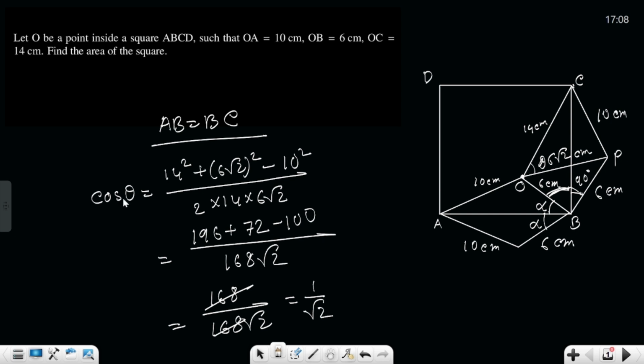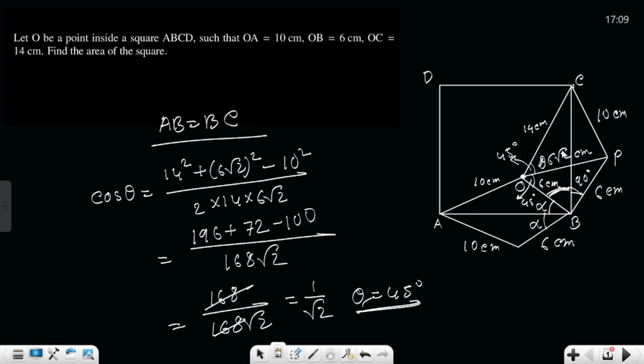Clear? So we can take theta is equal to 45 degree because the point is inside the square. So this will be an acute angle, a positive acute angle. Now this angle is 45 degree, and this angle is also 45 degree. We got it, that theta is equal to 45 degree, right?